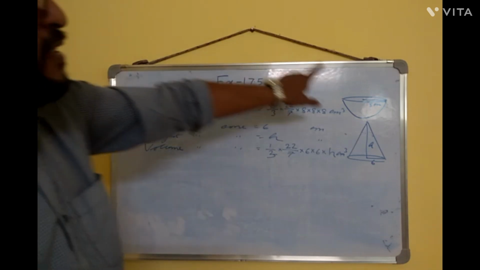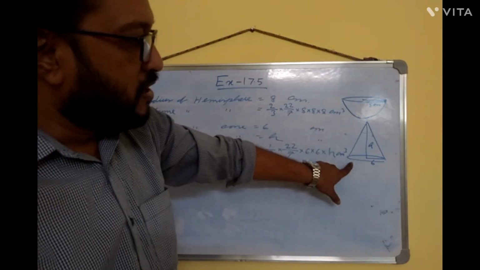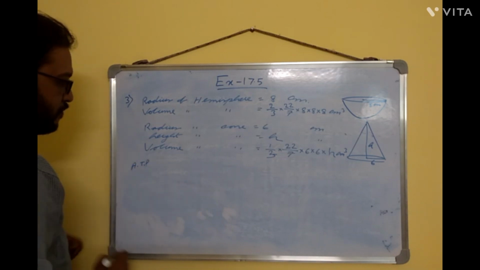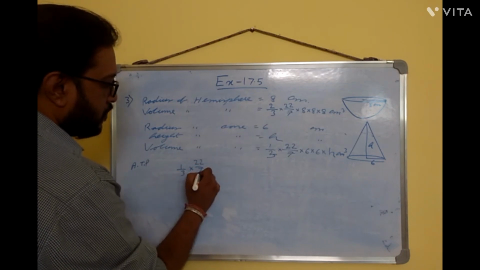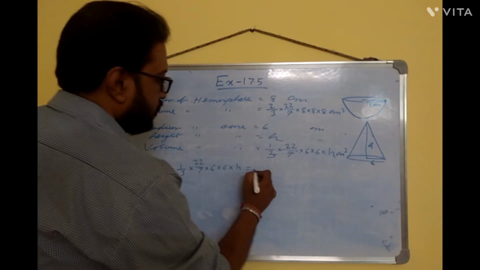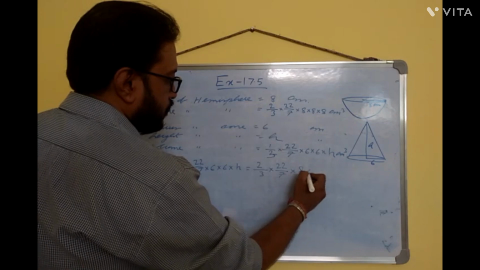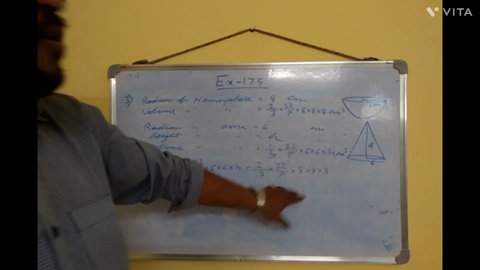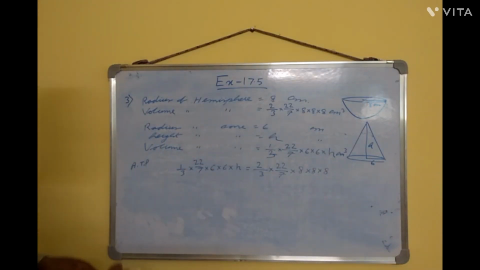As I told you, I am melting the hemisphere and creating the cone. So in both the cases, the volume must be the same. So according to the problem, 1/3 pi r square h equal to 2/3 pi r cube. I'm telling you again why the volumes are the same, because I am melting this one or recasting this one into this one. That is why in all cases the volume will be the same.